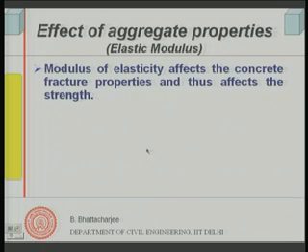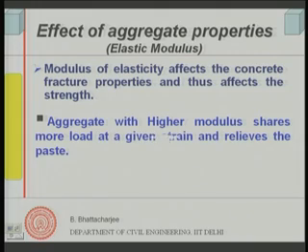You can look into another factor, the modulus of elasticity. Modulus of elasticity affects the concrete fracture properties and then affects the strength, because if you remember, we talked about Griffith's critical stress, where E was coming into the picture. If you look into fracture toughness, it is again a function of modulus of elasticity. So the higher the fracture toughness, of course, the more resistance towards fracture. Therefore, fracturing of concrete is a function of modulus of elasticity. So if you have high modulus of elasticity, concrete would exhibit higher strength. That's well understood.